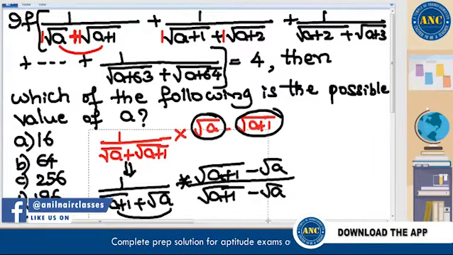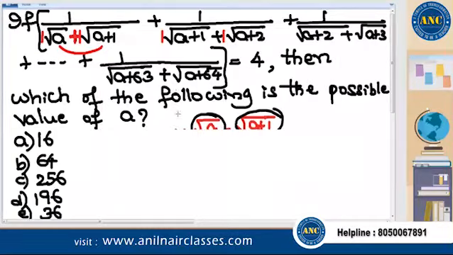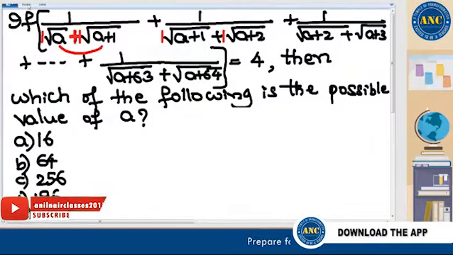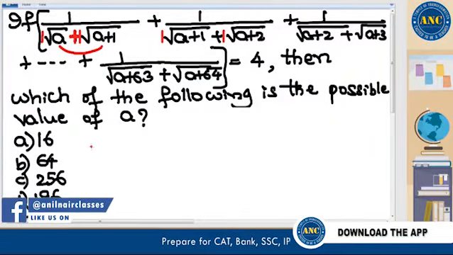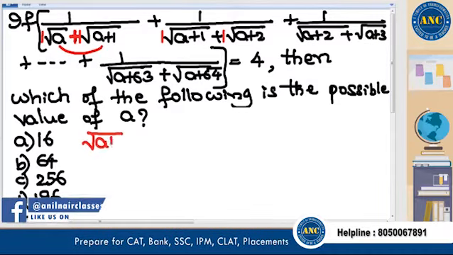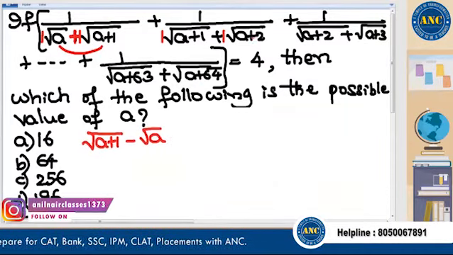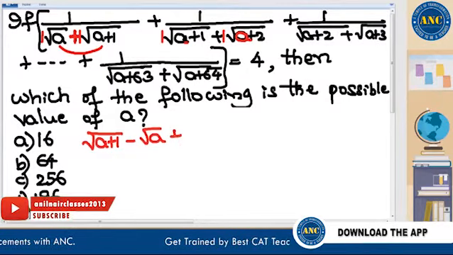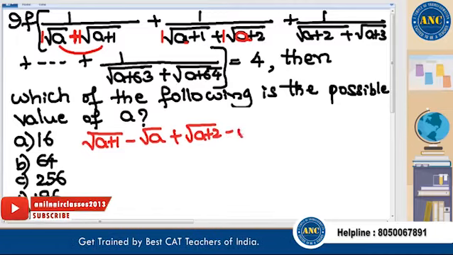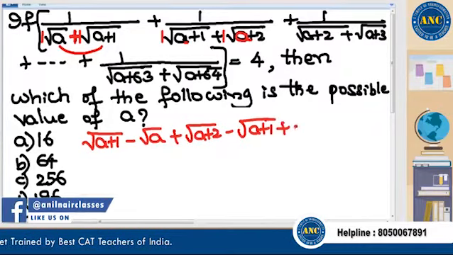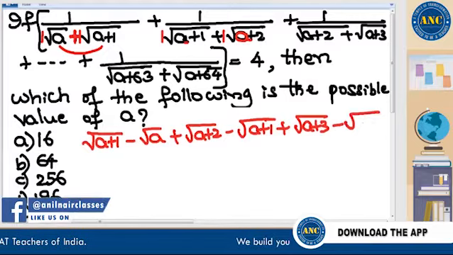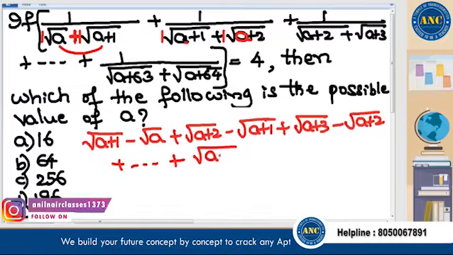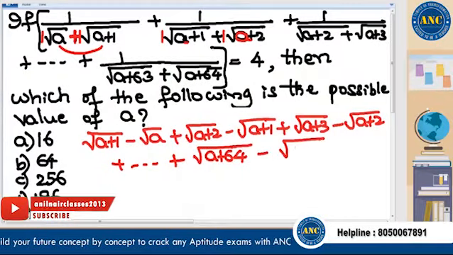Now suppose, let me remove this so that I can use the same screen to solve this question. Now see here, can I write each and every term as, first term is root of a plus 1 minus root a, second term is root of a plus 2 minus root of a plus 1. I hope the idea is clear. So it is plus root of a plus 2 minus root of a plus 1. Third term is root of a plus 3 minus root of a plus 2. Similarly, the last term is root of a plus 64 minus root of a plus 63.